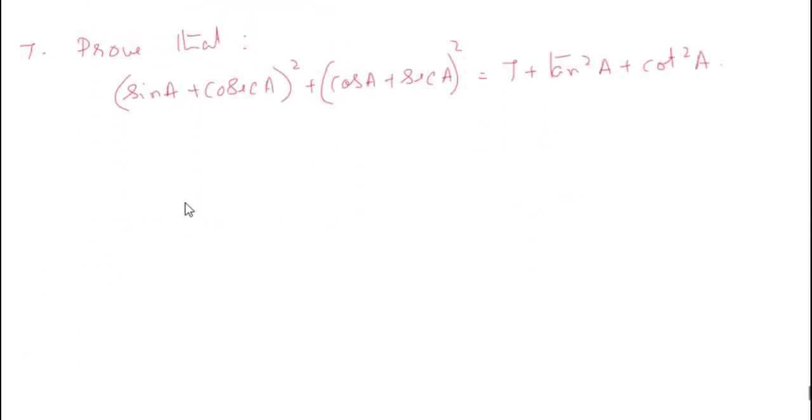We'll do one more last problem. Prove that (sin A plus cosecant A) whole square plus (cos A plus secant A) whole square equals 7 plus tan square A plus cot square A.